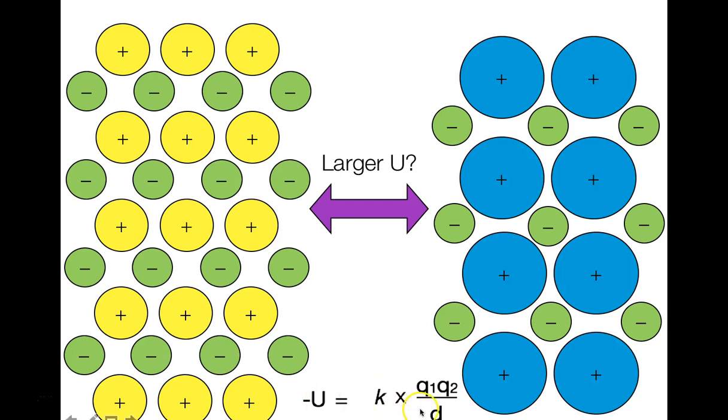Because D is inversely proportional to the lattice energy, that means as D gets smaller, the lattice energy increases. So in this case, the left-hand compound is going to have a greater lattice energy because the distance is smaller than in this compound here, where the distance between the center of the charges is larger. So a lower lattice energy on the right-hand side, greater lattice energy on the left-hand side.